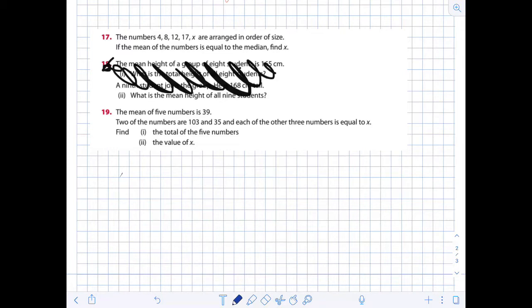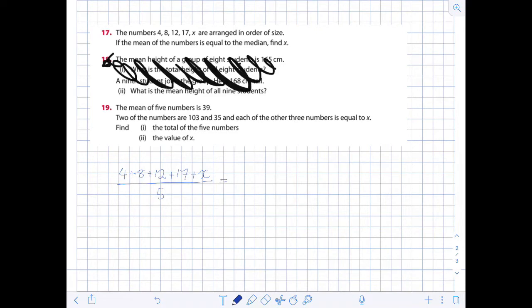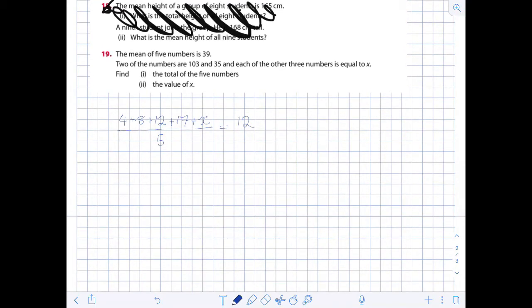We know that mean is add them up. 4 plus 8 plus 12 plus 17 plus x, all over 5, equals... Oh, we're given a clue. We're told that they are arranged in order of size. So when we do this sum, the answer is 12, because that is the median.